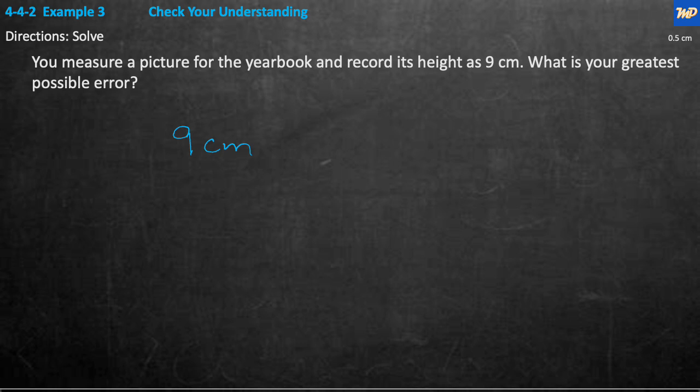Well, it's unit 9. So it's like 1, 2, 3, 4, 5, 6, 7. These are integers, right? So a centimeter is the unit. It's not a tenth of a centimeter or a half a centimeter. A centimeter is the unit. Well, our greatest possible error is 1/2 a centimeter, 0.5 centimeters.